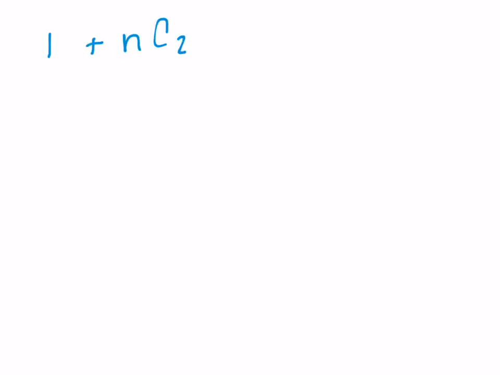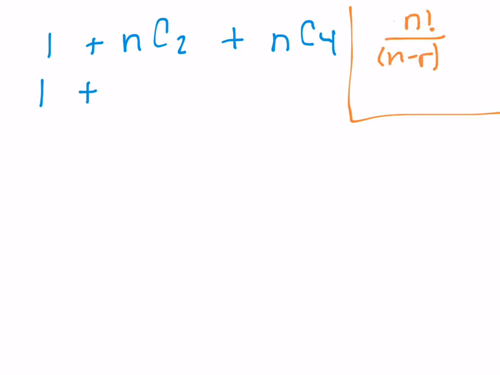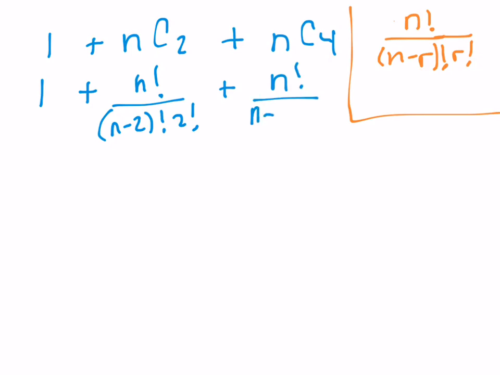All right, so let's do the math. So we have n choose 2, n choose 4. First of all, we need the formula for combinations. We know n choose r would be n factorial over n minus r factorial times r factorial. So in this first case, the r is 2, so in that expression I'm going to replace the r's with 2's. And then in the second expression, replace the r's with 4's.